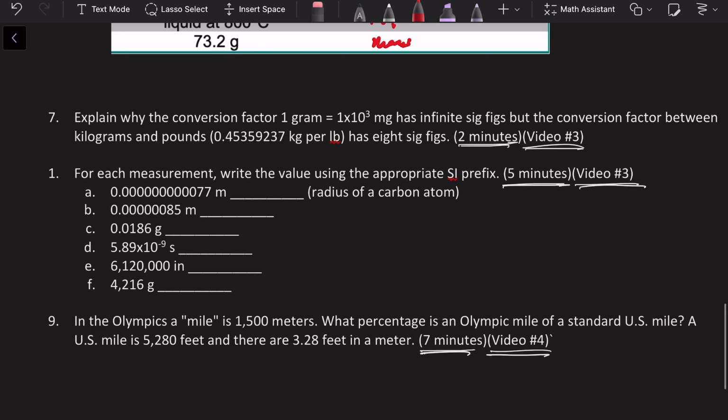Because it's a defined number. However, between kilograms and pounds, it's not the same system, so you need sig figs. Now, measurement values, this one usually sucks a bit. The first one is, if we count 12 spaces, it would be pico, so 77 pm. Second one is 7 decimal places, so 85 um. Third one is 4 decimal places, so we can go with 1.86 centigrams and keep this one's unit.